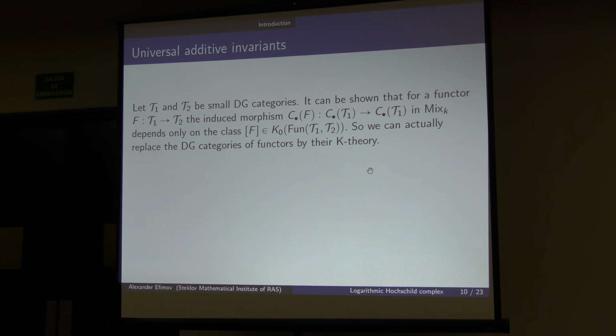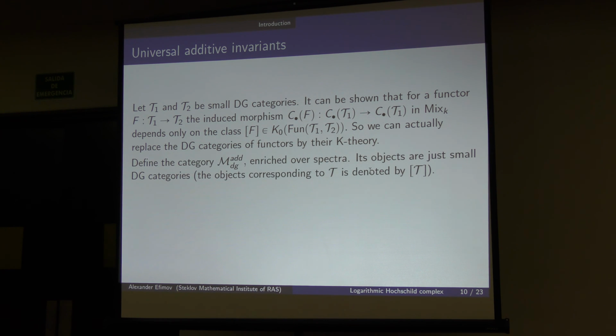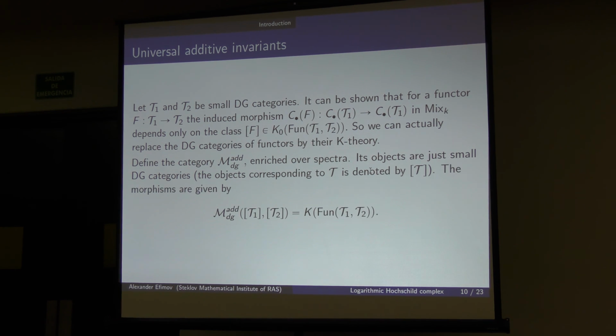So when talking about this mixed Hochschild complex, we can replace the DG categories of functors by the K theory. And there is a category which is defined as follows. Its objects are just small DG categories, and the morphisms between them are given by the K theory spectra of the DG category of functors. Of course, I will not recall exactly what these K-theoretic spectra are.